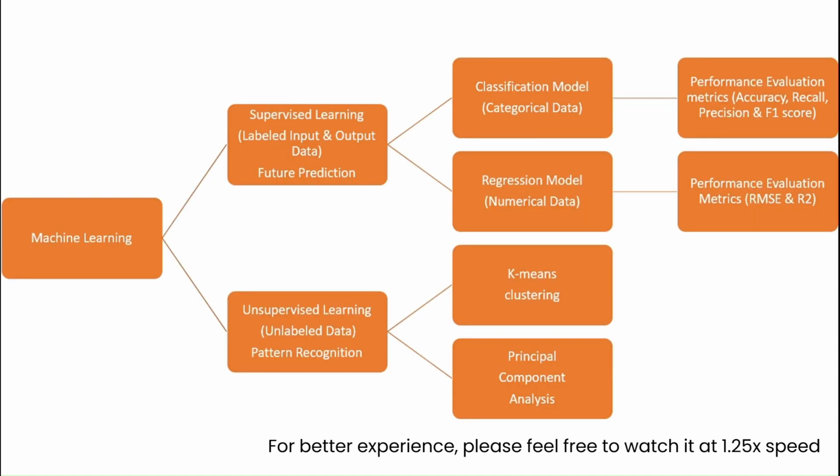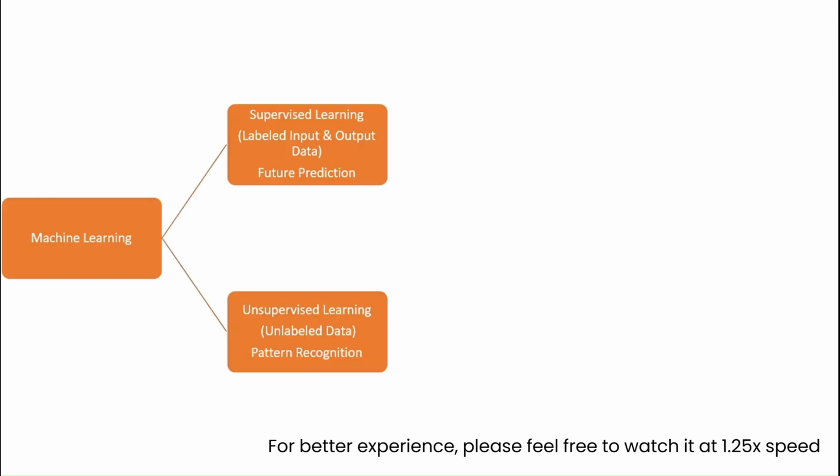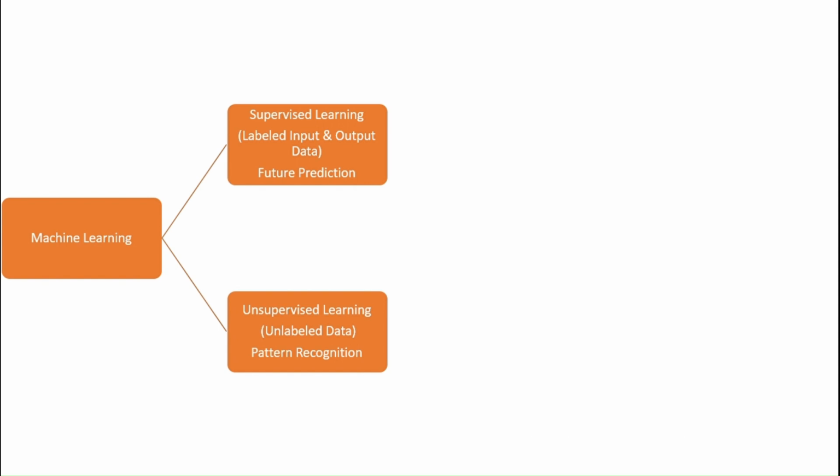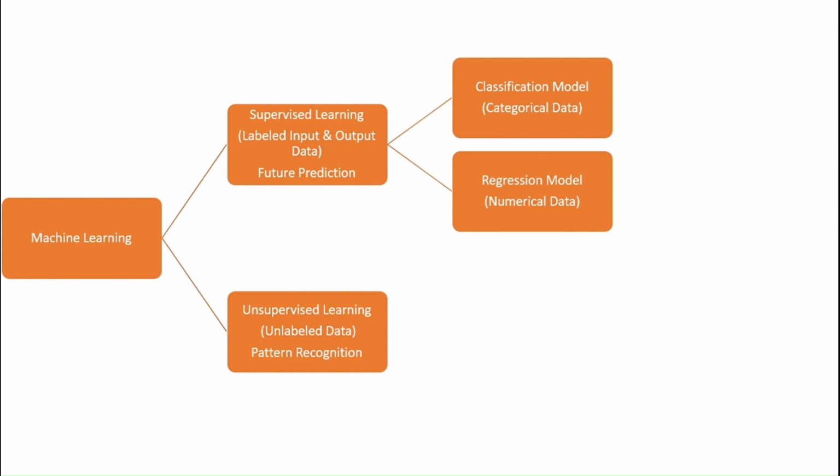So now at the end, let's take a look at the machine learning tree once again. We have machine learning that is divided into two parts, supervised learning and unsupervised learning. Supervised learning has labeled input and output data and is used for future prediction. Unsupervised learning has unlabeled data, that is, it doesn't have column names, and it is used for pattern recognition among the given data. Now the supervised learning is divided into two parts. One is for categorical data, which is classification model, and then we have regression model, which is for numerical data or continuous data.